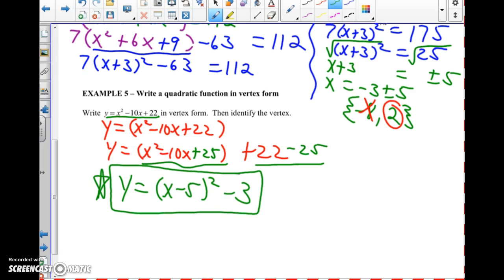So remember, this is the vertex form of the equation. So the vertex is, now what do you do? You take the opposite of that one, right? So it's 5. And here you keep that one. Remember, it stays the same. So opposite of what's inside, same as outside. There's the vertex.